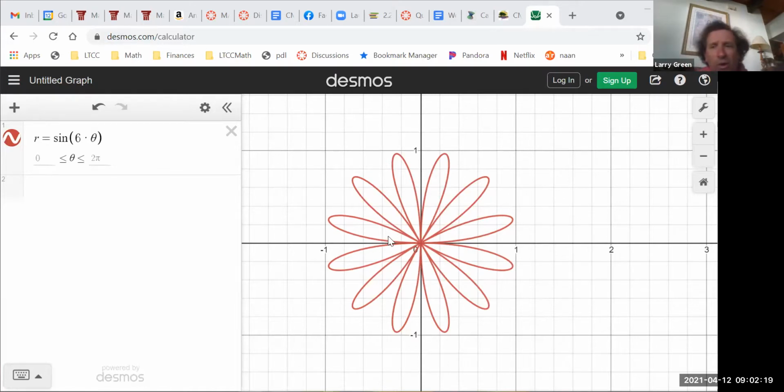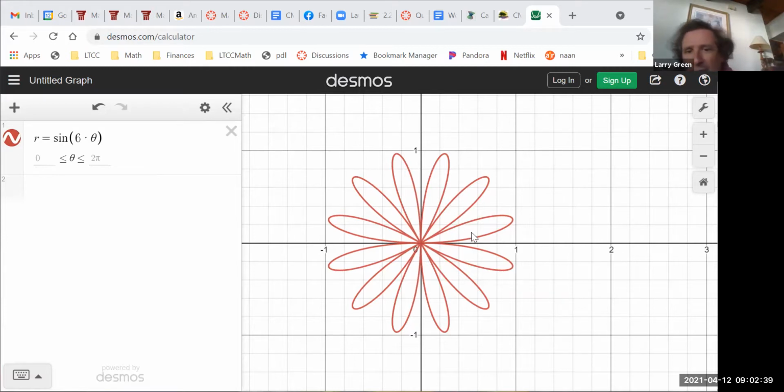Okay, so that's our goal: how do we find the area of something like this without having to turn it into rectangular coordinates? It would be a complete nightmare. Trust me, that's not what you want to do. Any questions on our goal before we get into it?